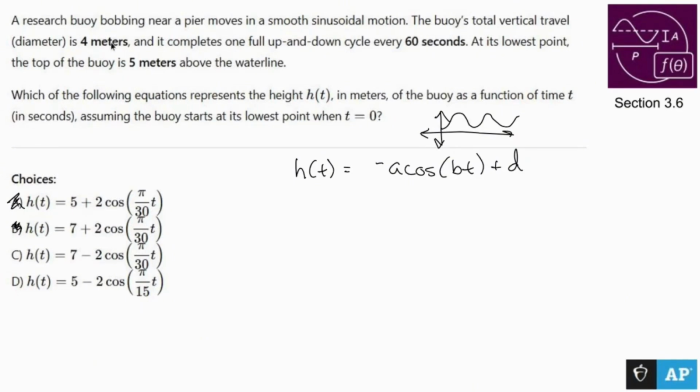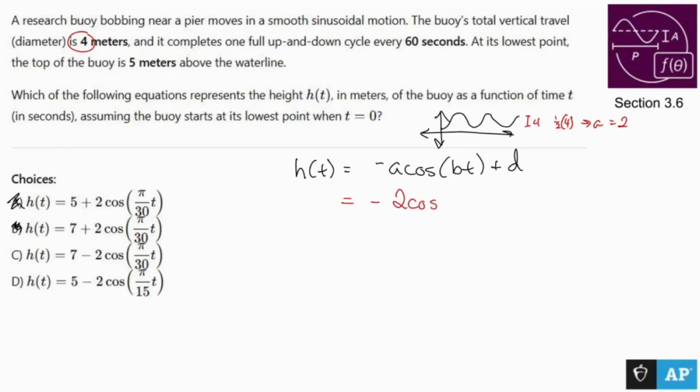All right, now let's go back to some of the numbers that we needed to pay attention to. The total travel is 4 meters, which tells me that the total height is 4 meters, which tells me that its amplitude is going to be half of 4. So a is going to be 2. So what we have so far is negative 2 cosine.